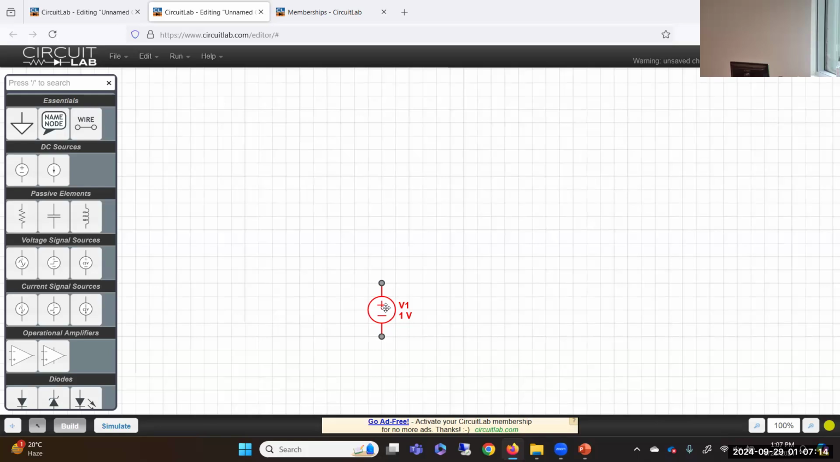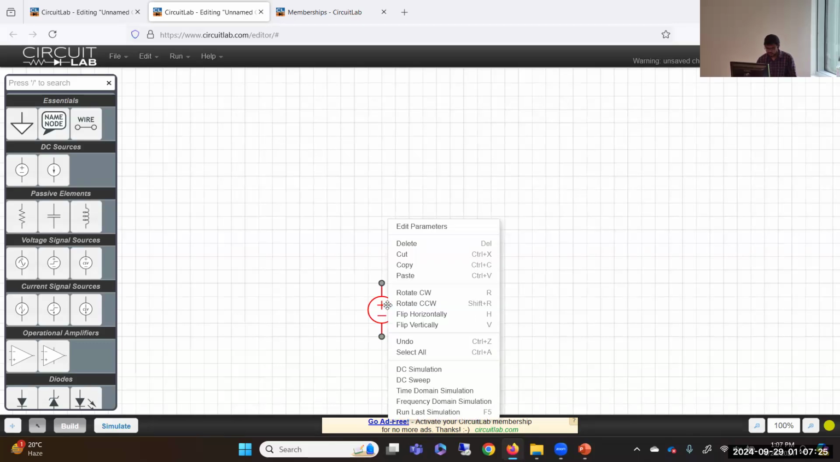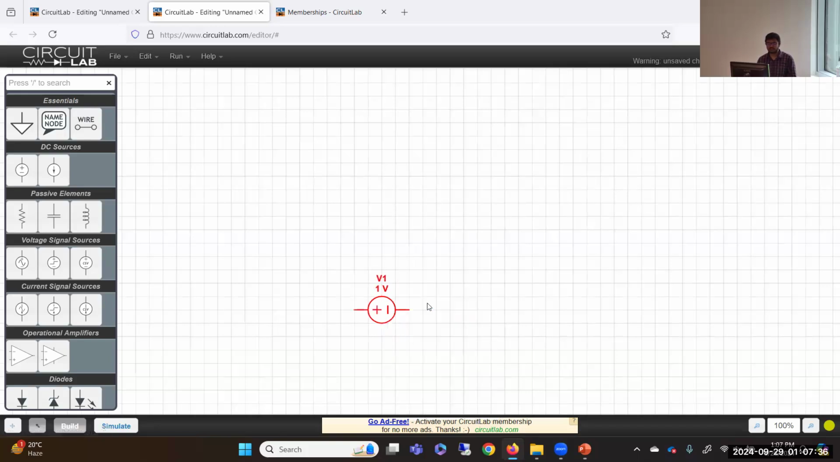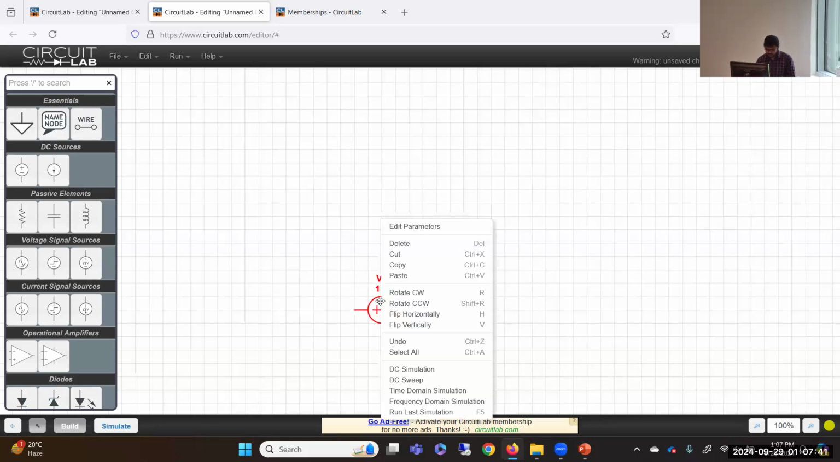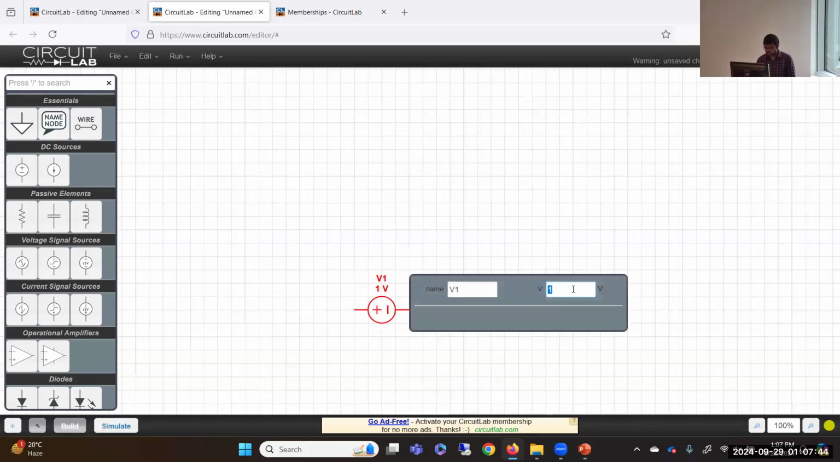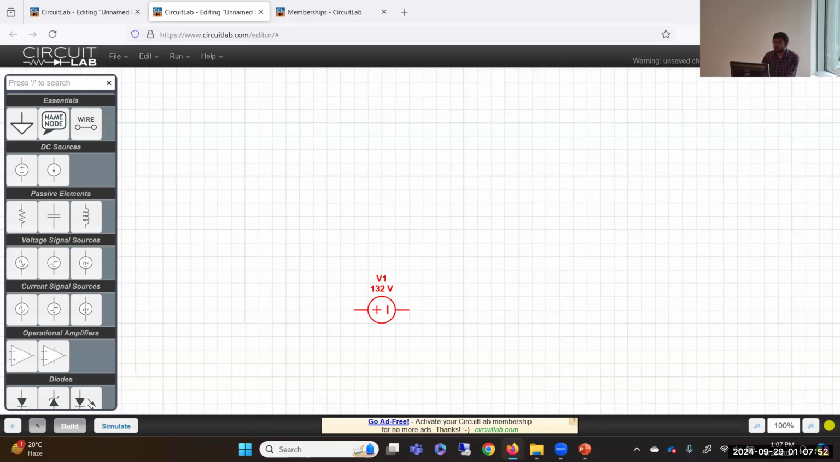I could do something like that, right? So just look at this structure. Okay, so we'll try to make the circuit exactly like that. So we'll have to rotate this. If you right click, there are different rotate options: rotate clockwise, rotate counterclockwise, flip horizontally, flip vertically. For that we need to rotate it counterclockwise, and that will look like the voltage source that we need. The volt value of that was 132 volt, I guess. So if we right click, edit parameters, and write 132, it will be 132 volt.